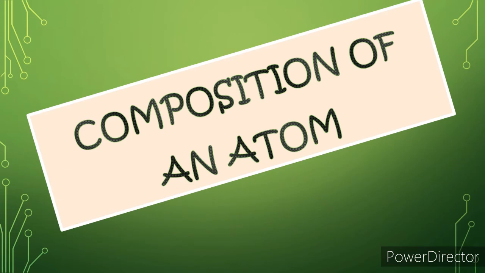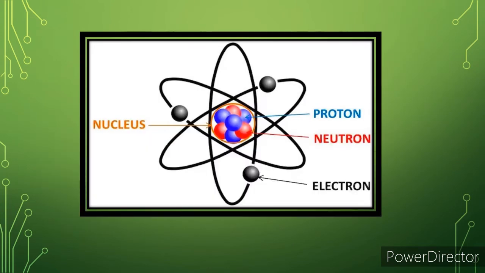Composition of an atom. What is the composition of an atom? What is an atom made up of? An atom has got very important particles. They are called subatomic particles. What are they? Protons, neutrons and electrons. In the middle you have the nucleus where the protons and neutrons are situated. That means protons and neutrons are placed inside the nucleus, and around the nucleus electrons are revolving. So this is a general structure of an atom.